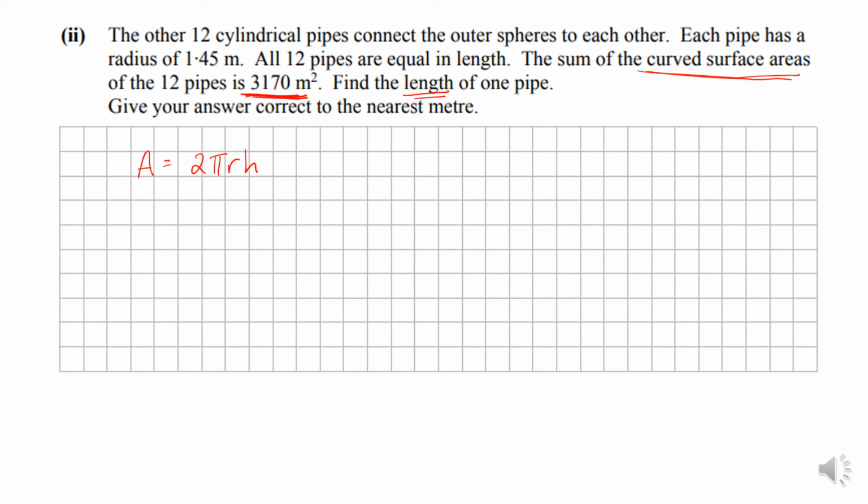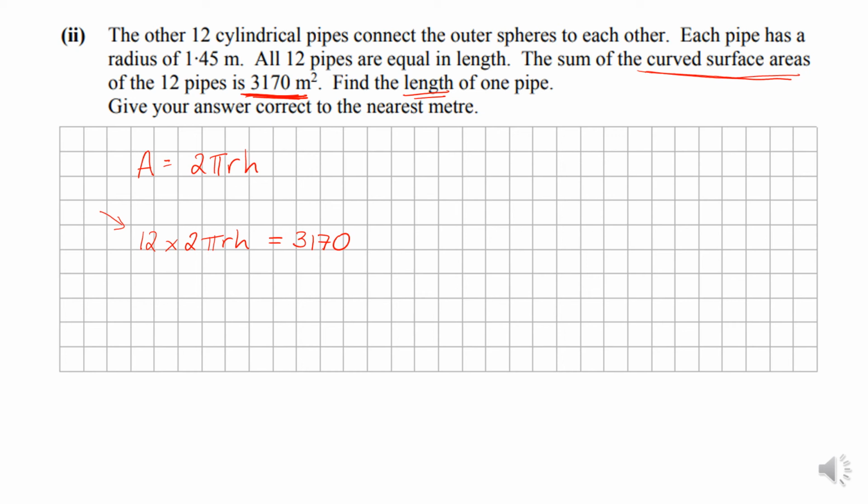of one pipe. Okay, now if we take 2 pi r h, that's the surface area of one cylinder, and we're told that we have 12 of them, so 12 times 2 pi r h should give the answer of 3170. Okay, so there's an equation. If you have an equation, you can solve for an unknown. What we're going to do is, on the left hand side here, we're going to put in all the information we have and work out as much as we can.